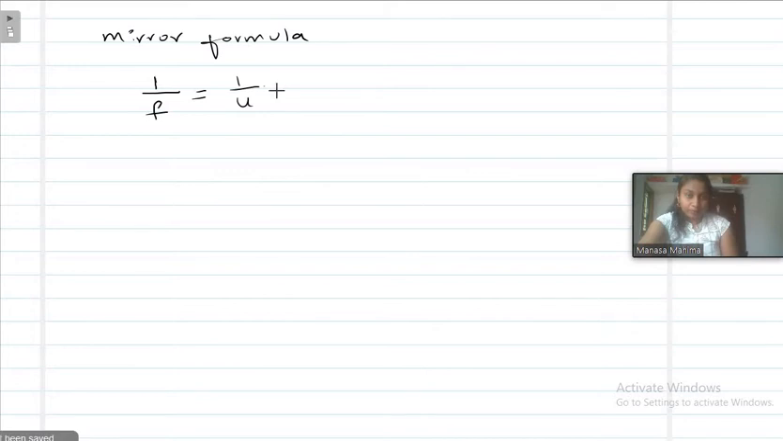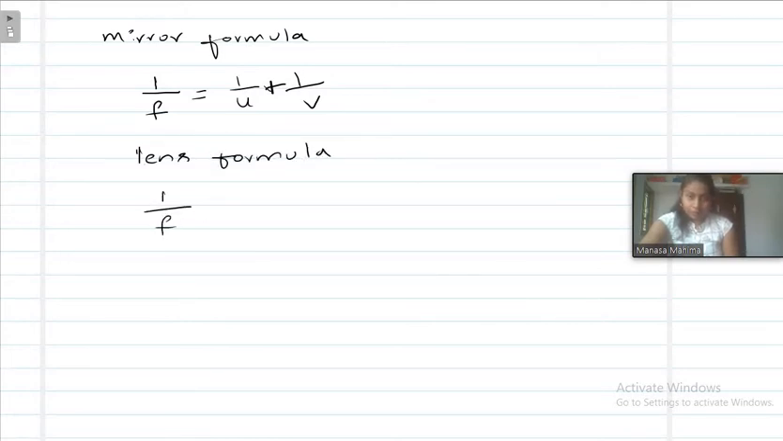And one more thing, while explaining the mirrors, I explained the mirror formula, right? What is the mirror formula in the case of mirrors? That is 1/f = 1/v + 1/u. This is the mirror formula. But in the case of lenses, what do we have to take? We have to take the lens formula, so it is 1/f = 1/v - 1/u.